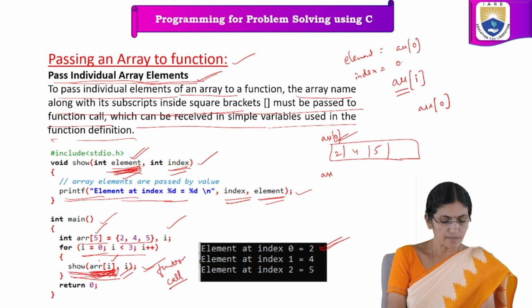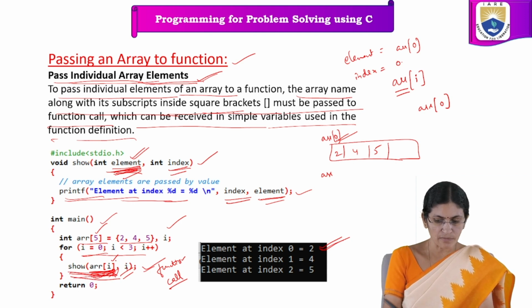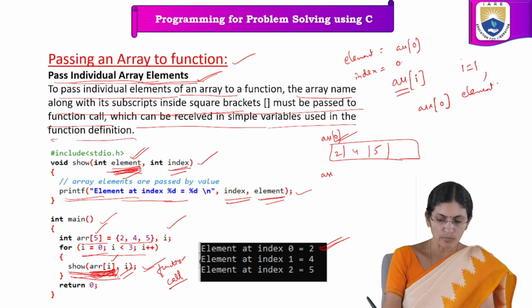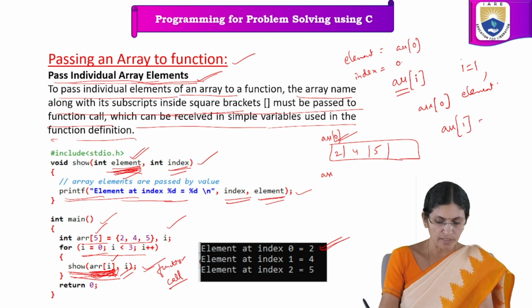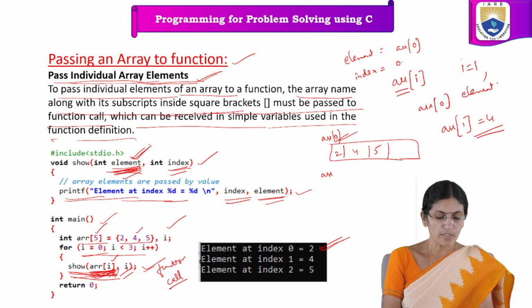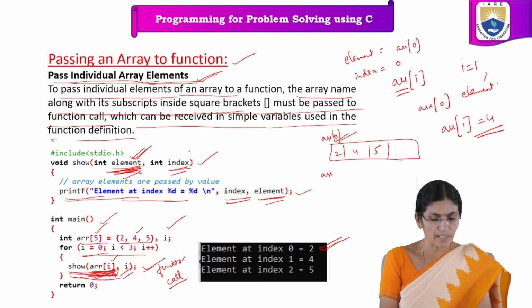Then I will be incremented by 1. Now I is equal to 1, and ARR of 1 is equal to 4. So 4 is passed to this function. 4 is passed to this function now. In this way we can pass individual array elements.